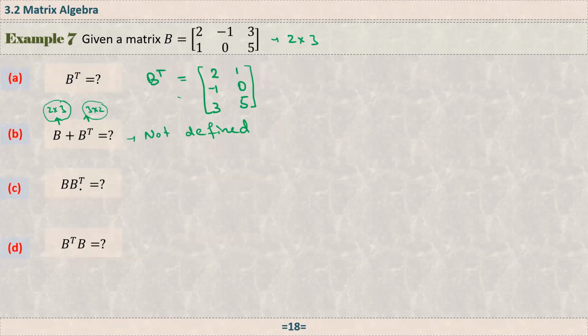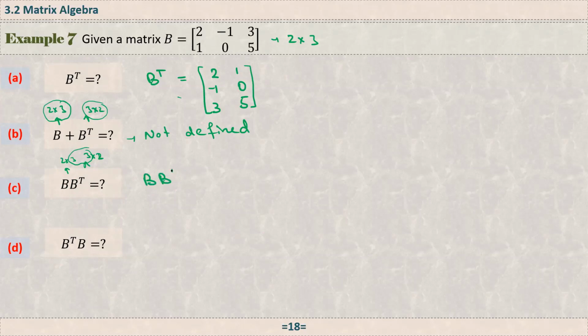And how about B times B transpose? Before we write the entries of the matrix, we have to make sure that this multiplication is possible, right? Once again, what is the order of B? That is 2 by 3. And how about the order of B transpose? That is 3 by 2, right? And these are equal, which means it's possible. So we will get a 2 by 2 matrix. It's good.